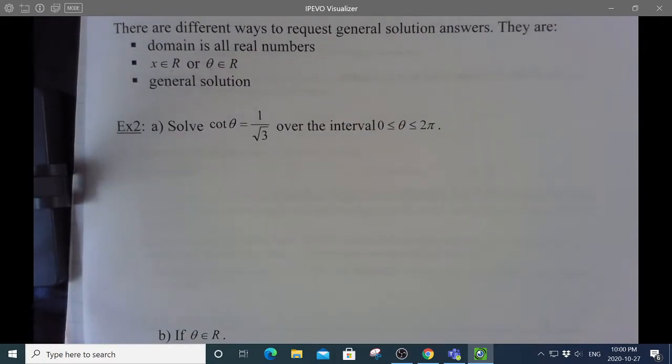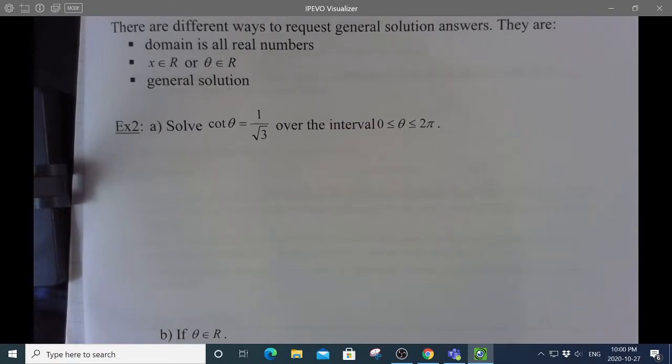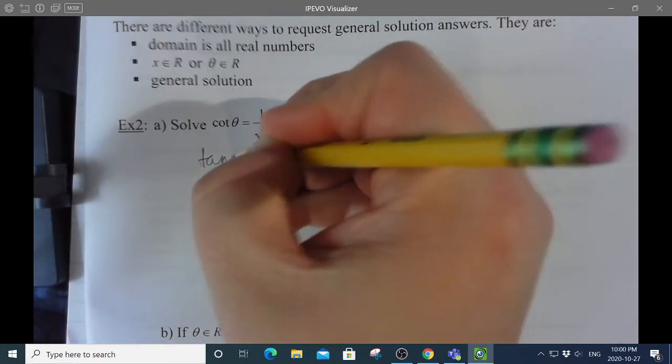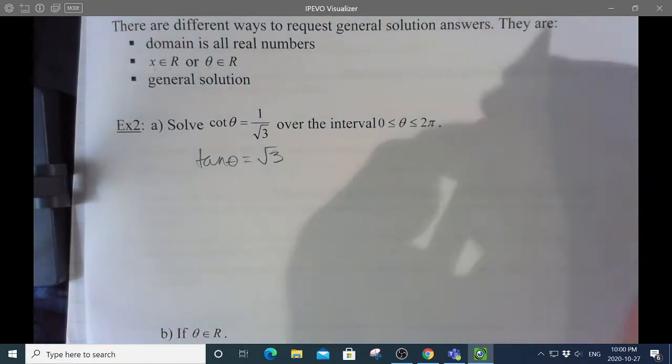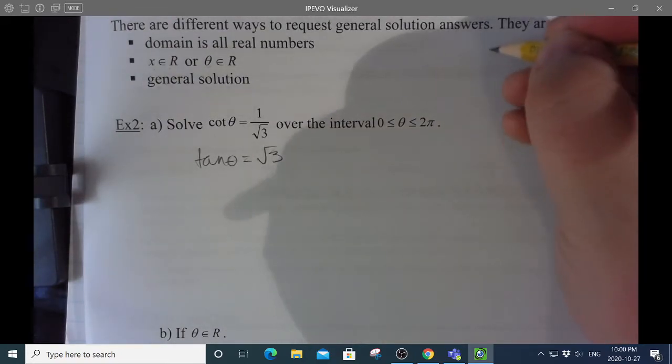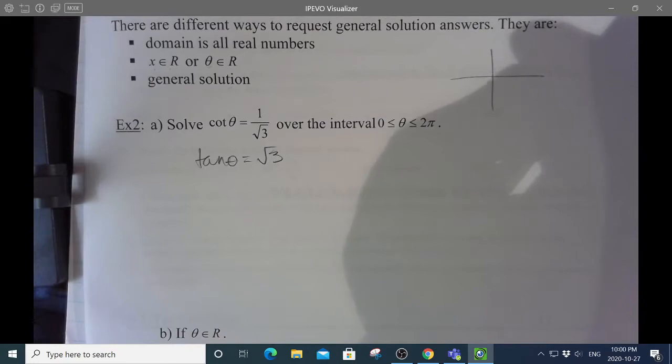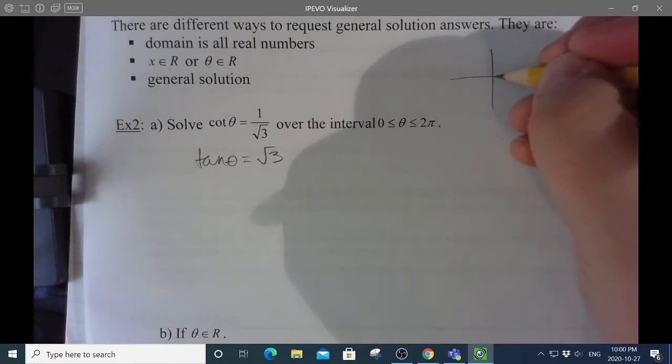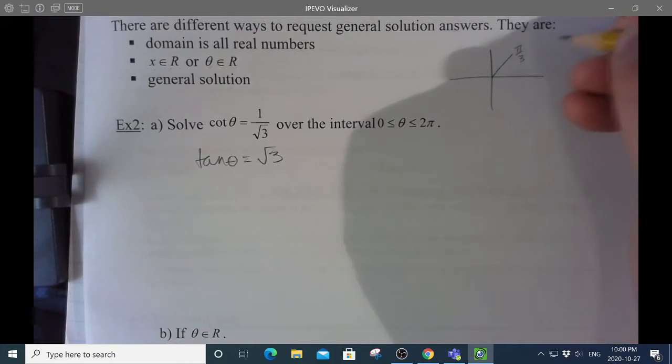First, let's do one the old school way. Solve for the cotangent of theta is 1 over root 3. Well, that is the reciprocal of tangent. So where is tangent root 3? Do you remember where tangent's root 3? Make myself a unit circle. Tangent is root 3 where the y value is root 3, and that's in the pi by 3 family.